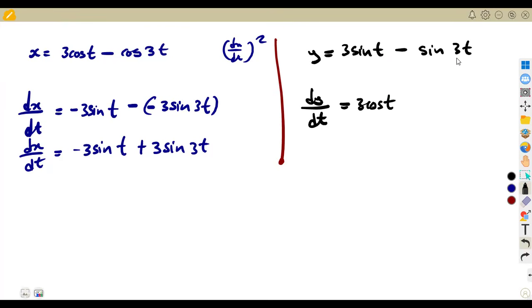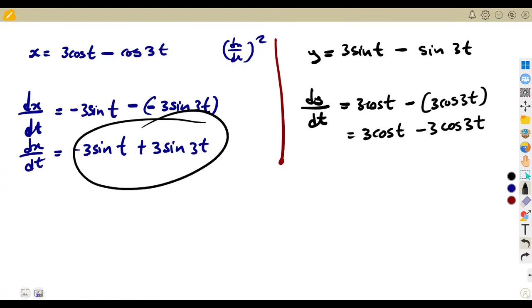Here, this number multiplies, so it's going to be minus, already the minus that is here, but sine, it's a positive, it's 3 cos 3t, like that. Sine just changes to positive cos. So meaning to say, we're going to have 3 cos t minus 3 cos of 3t, like this. All right. Here we have got the derivative. We have got the derivative there.